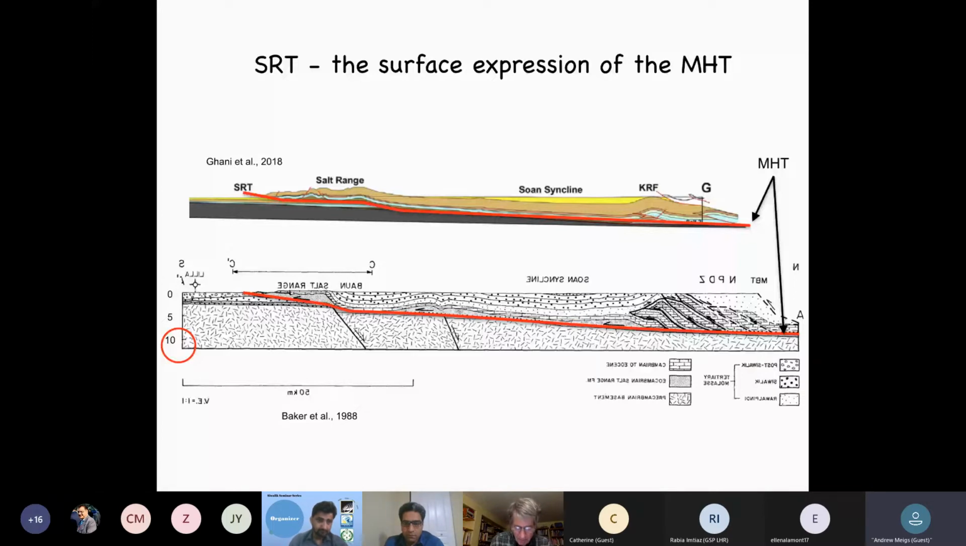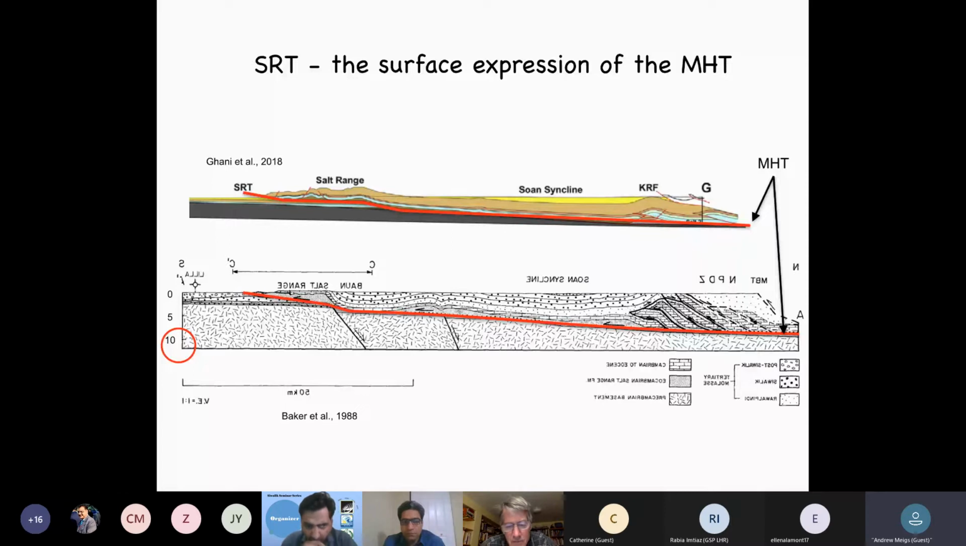And I would point out that even once you're north of the North Potwar deformed zone, you're only at depths of about 7 or 8 kilometers, well shallower than the region in which there is strain accumulation. So if we want to know about the main Himalayan thrust and its locking and its potential for an earthquake, we actually have to look much farther to the north in terms of being able to constrain the rate at which strain is building on the main Himalayan thrust.